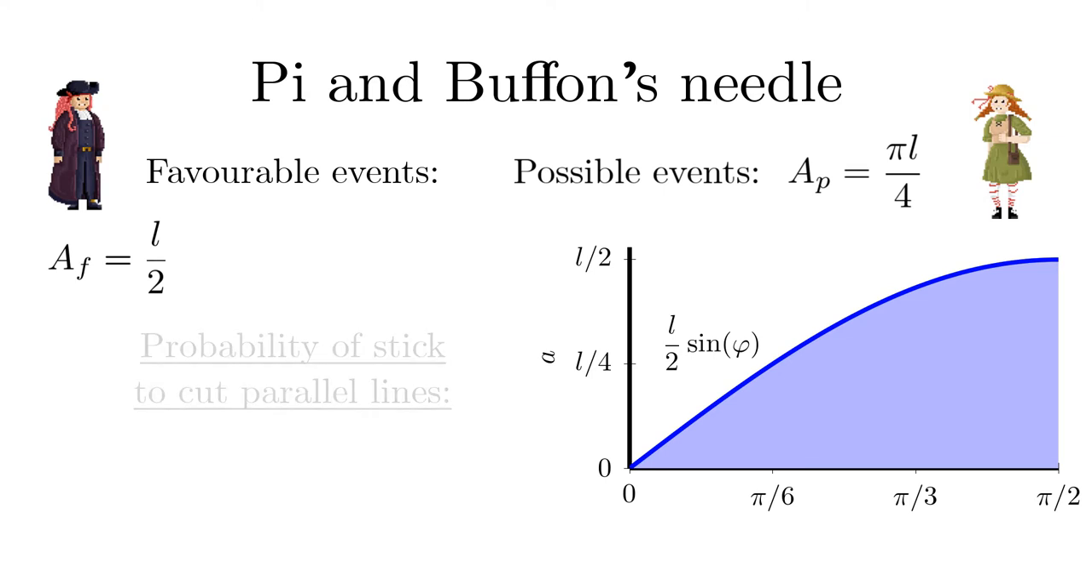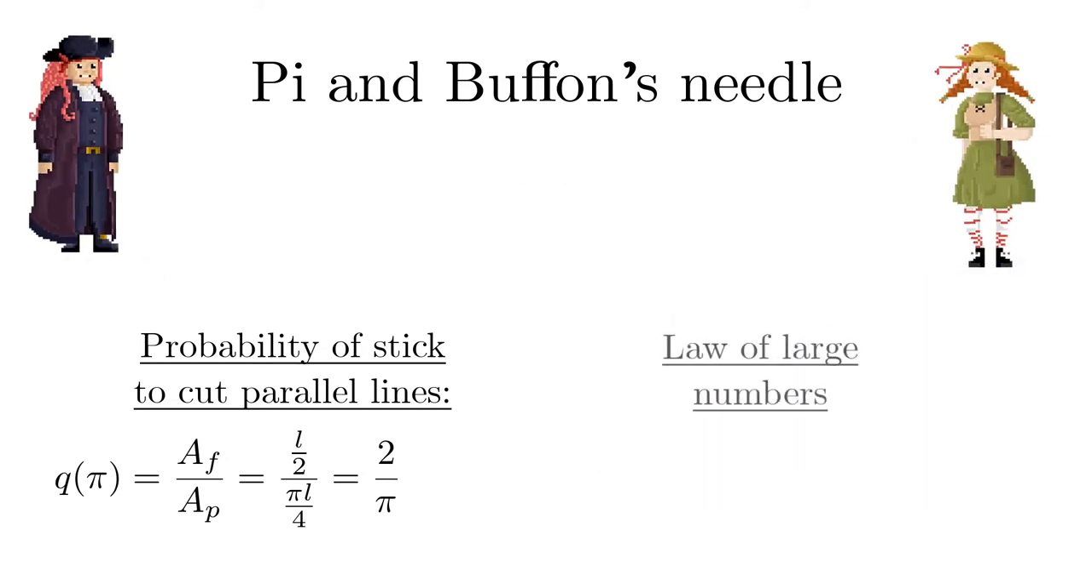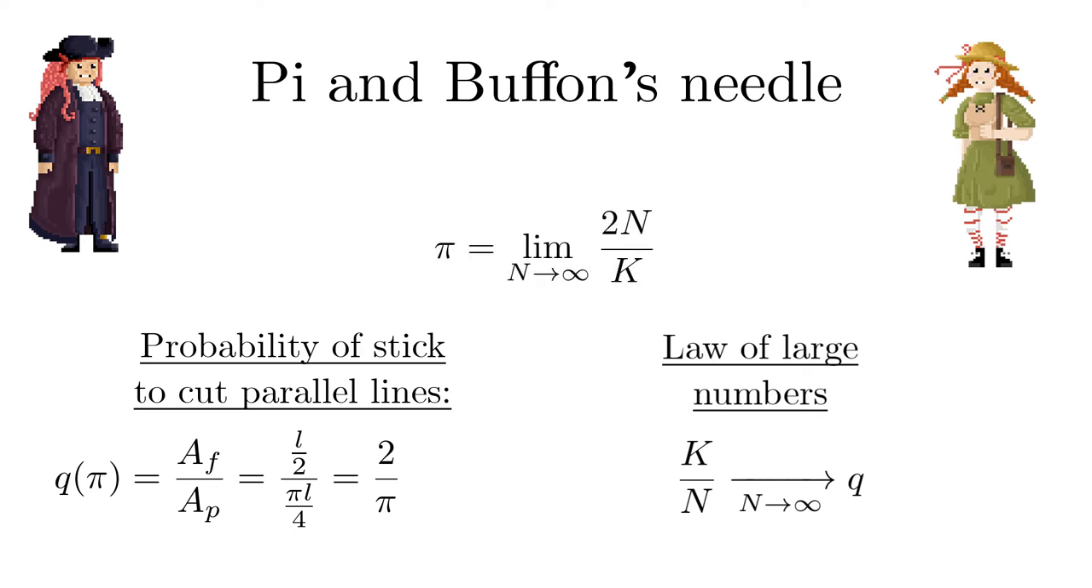Thus, the probability that a randomly thrown stick cuts one of the parallel lines is given by the ratio of the areas, resulting in 2 over pi. In the limit of infinite throws, the law of large numbers tells us that the ratio k over n approaches the intrinsic probability. That implies that 2n over k approaches pi. For a finite number of throws, 2n over k corresponds to the approximation proposed by Captain Bayes.